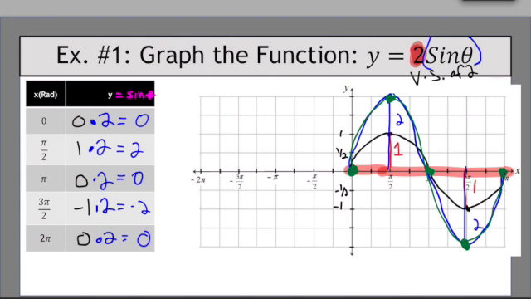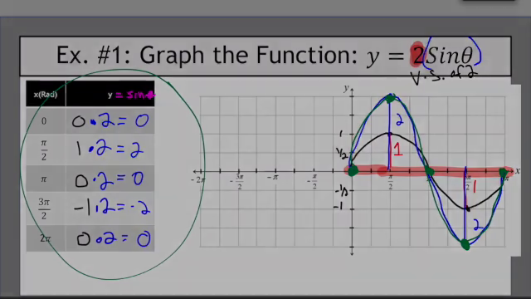So either way you want to do it. I'm going to be using the table because as problems get more and more complicated, the table is going to make our lives a lot easier.